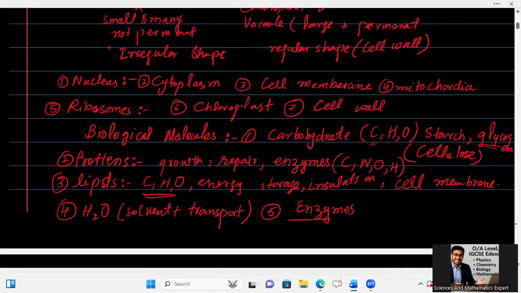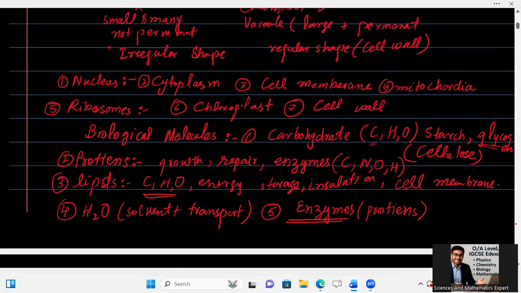And at number 5, the last one, that is enzymes. Enzymes are basically biological catalysts which speed up the reaction without being used up themselves. They are made up of proteins. They are specific to temperature and pH. They have an optimum pH and optimum temperature. If we increase the temperature, they start to denature. Never say enzymes are going to die.